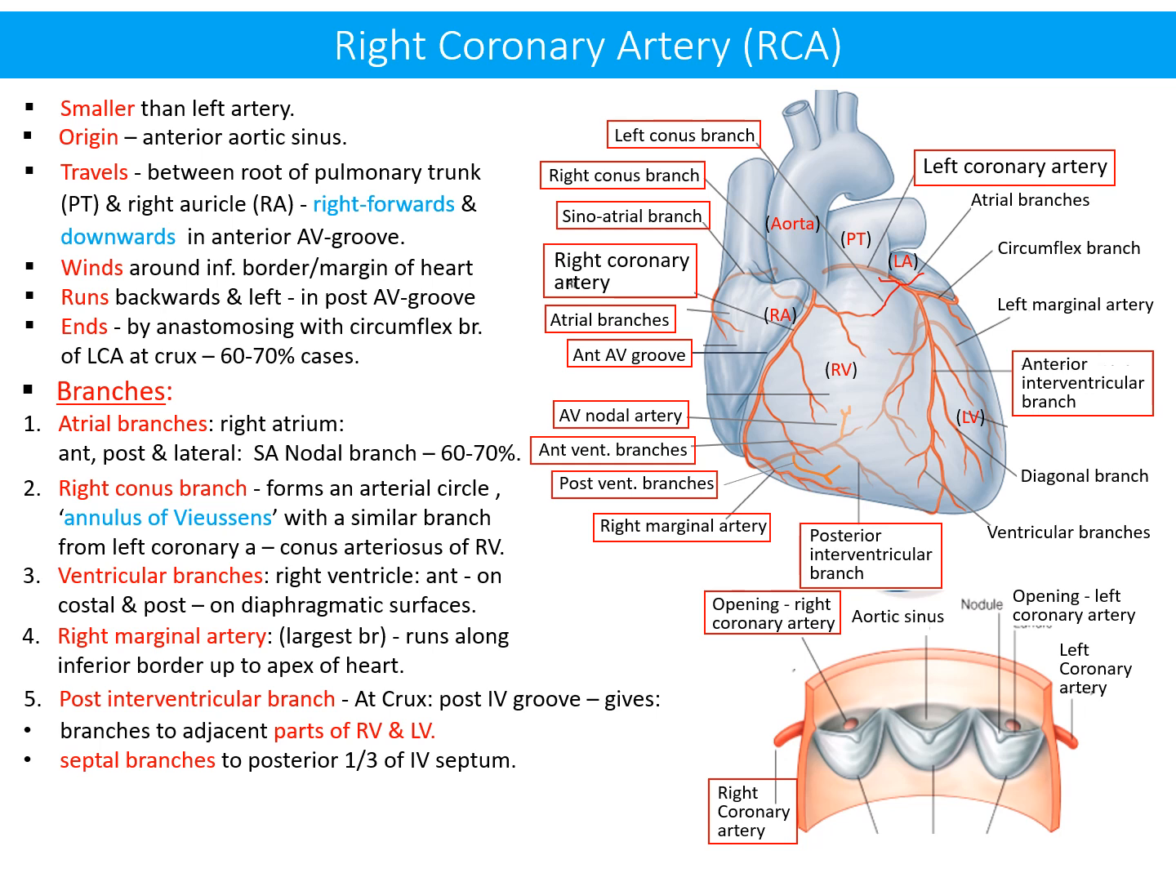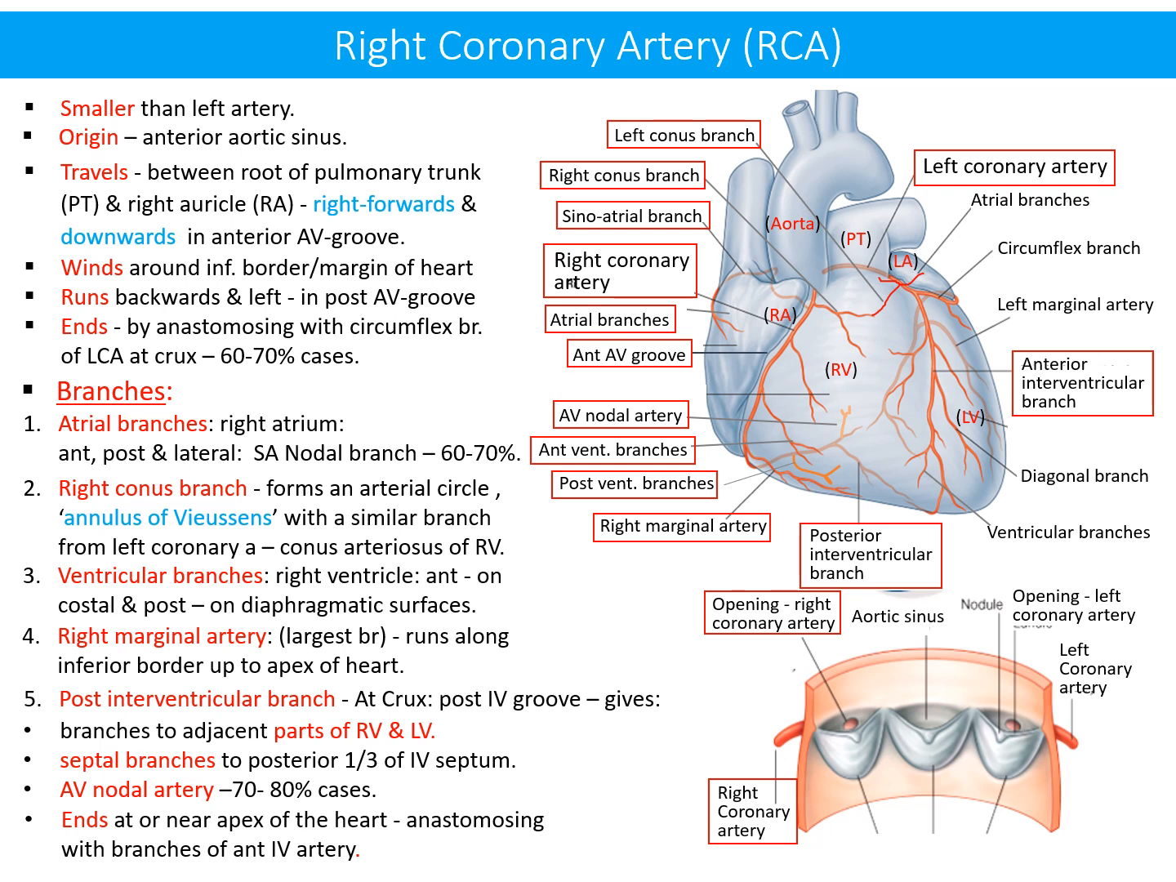Number two, septal branches to the posterior one-third of the septum. Number three, an atrioventricular nodal branch in 70 to 80% of the cases. And in the end, it ends at or near the apex of the heart by anastomosing with branches of the anterior interventricular artery.